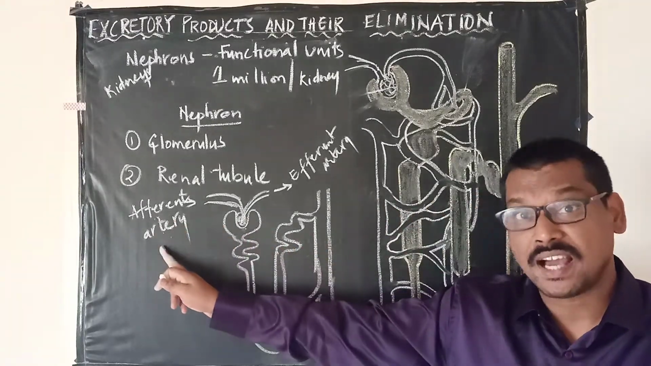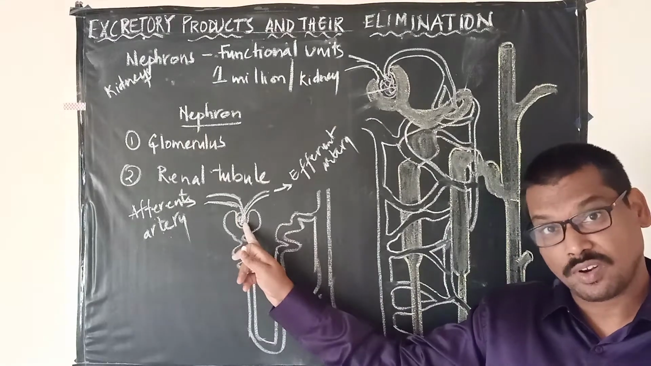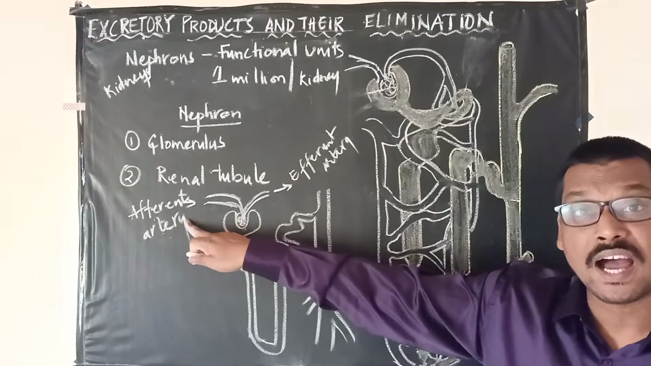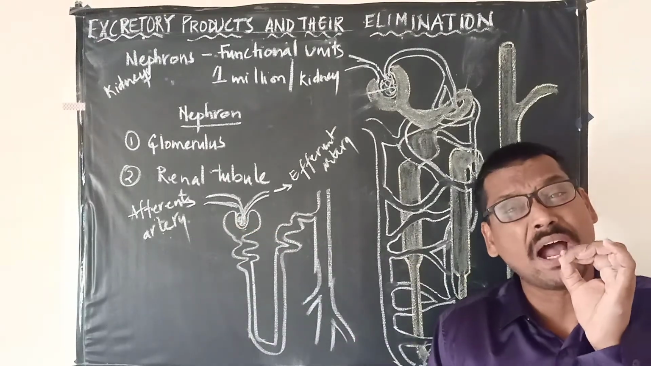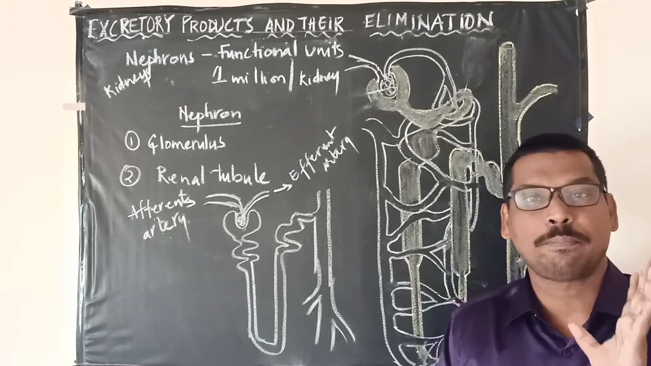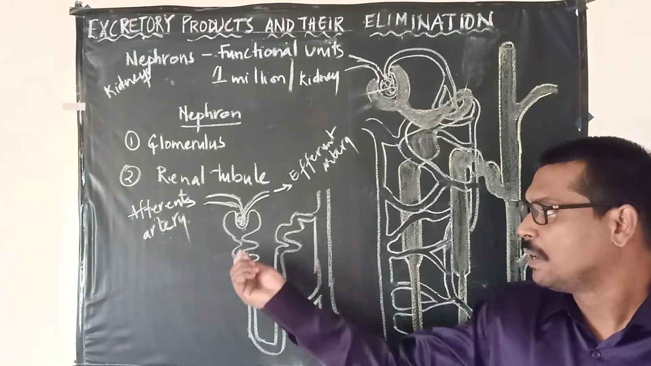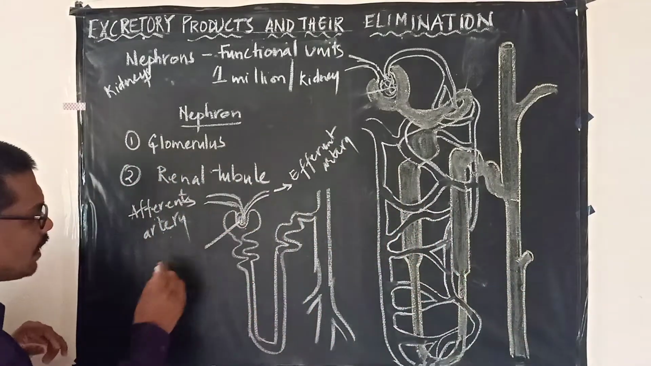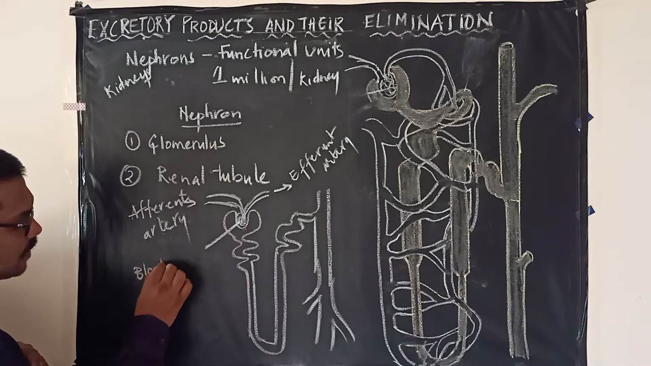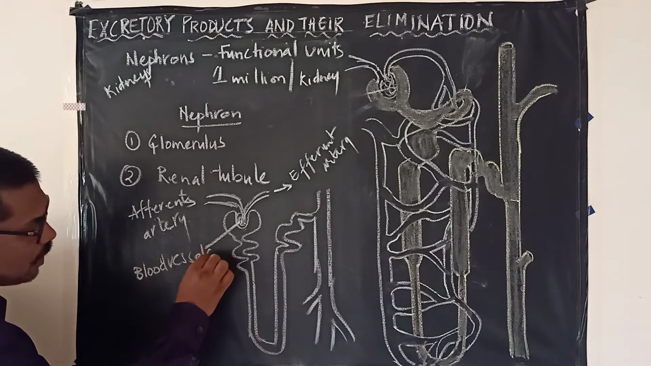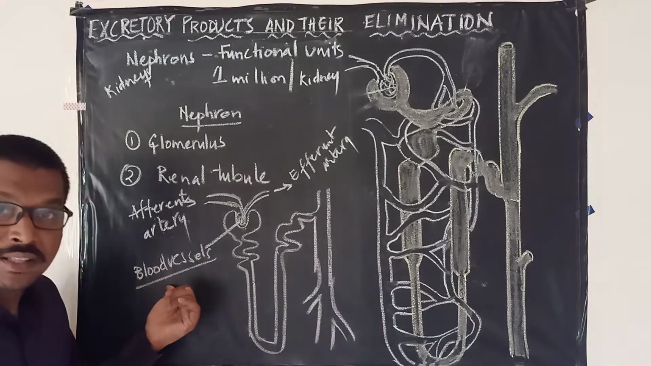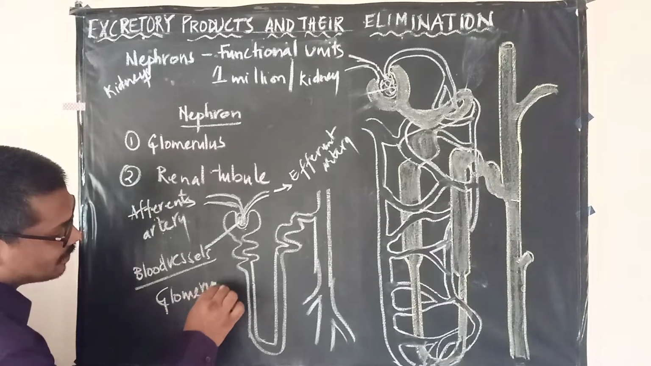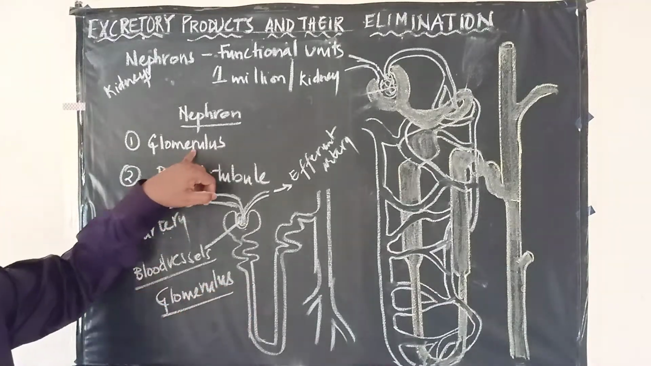Now, when the afferent artery enters into the nephron, which appears like a cup-like structure, it forms many minute tufts of blood capillaries. They are also blood vessels, but they are very minute. These minute blood vessels are called the glomerulus. So that's what we are talking about.